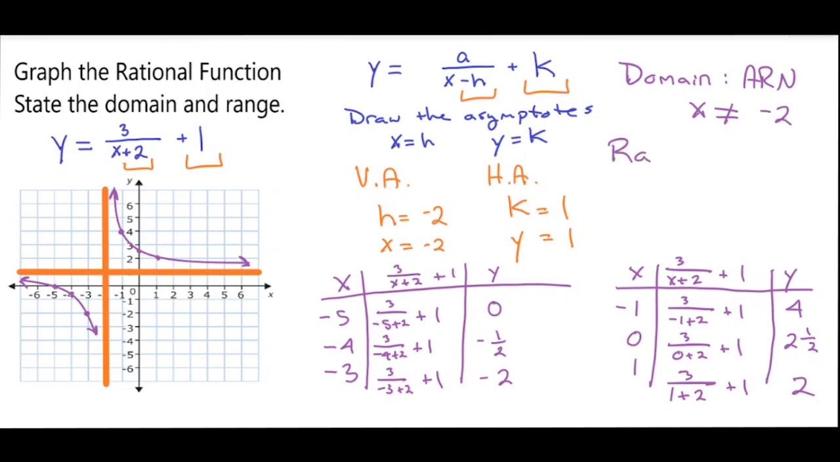And for the range, what can y not equal? Well, our asymptote is y equals 1. So I'll say that it's all real numbers, but y cannot equal 1. And that's how you graph a rational function and state its domain and range.